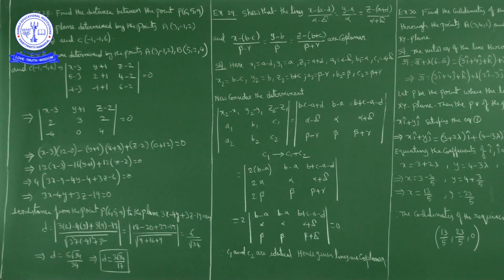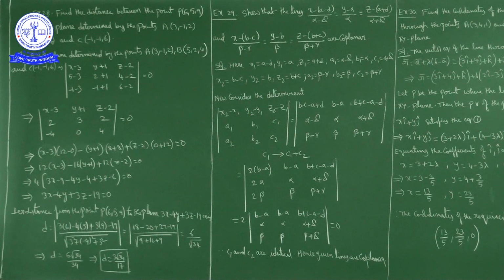So the equation of the plane determined by the 3 given points (3, -1, 2), (5, 2, 4) and (-1, -1, 6) is 3x minus 4y plus 3z minus 19 equal to 0. Okay, up to here is one part: the equation of the plane determined by the 3 given points. Okay, what is the plane equation we got here? 3x minus 4y plus 3z minus 19 equal to 0.